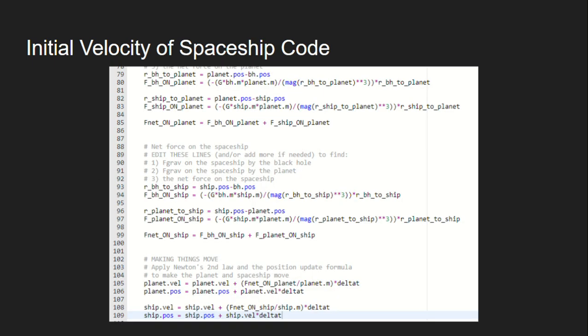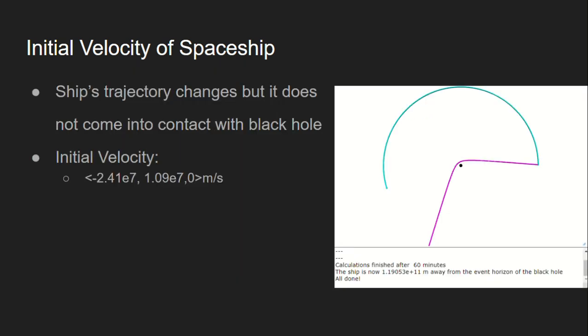For the code, I found the distance vectors needed for the universal gravitational force formula, and I used the equation of universal gravitational force that doesn't need the r-hat vector. That's why the magnitude is raised to the power of 3 and is multiplied by the distance vector. Then I found the net forces and also used the velocity and position update formulas to find the ship's position. These are my results from part 2.